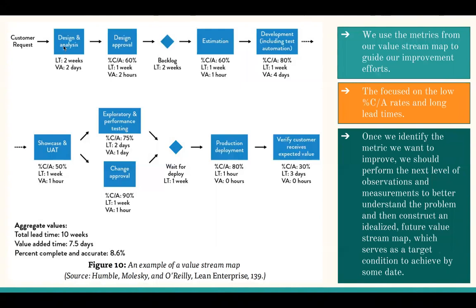Once you have identified the steps of the process, you need to identify how much time each one takes, and the completeness and accuracy of each process. This will help you understand which process takes more time to be accomplished, and this will help you to focus on that process. Once you have created this, you can create a future value stream map, which serves as a target condition to achieve by some date. And that leads to the next topic, creating a dedicated transformation team.